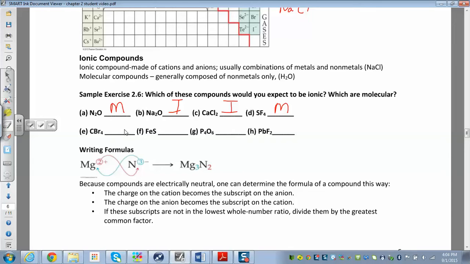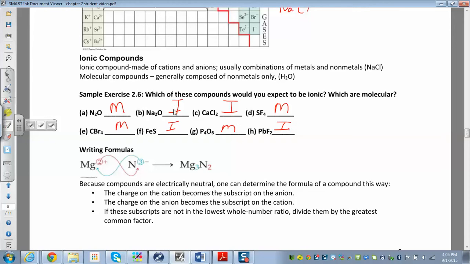CBr4: carbon is a nonmetal. Bromine is a nonmetal. So two nonmetals, that makes that molecular. Iron's a metal. Sulfur's a nonmetal, so that would be ionic. Phosphorus and oxygen are both nonmetals, so that's going to make it molecular. And lead is a metal, and fluorine is a nonmetal, so that's going to be ionic.